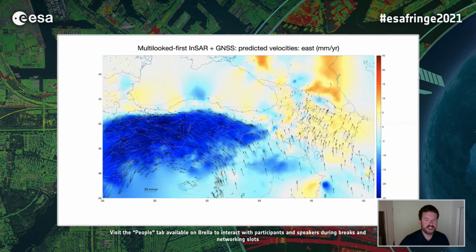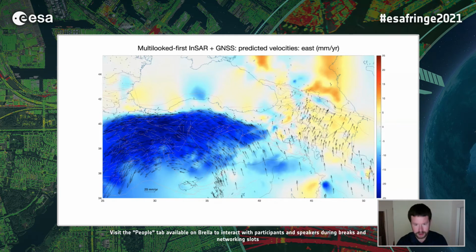And then this is the east component of motion that we invert for the full 3D displacement or velocity field with VELMAP. So this just shows the east, and you can see the watermelon seed extrusion of Anatolia to the west, blue in the east.